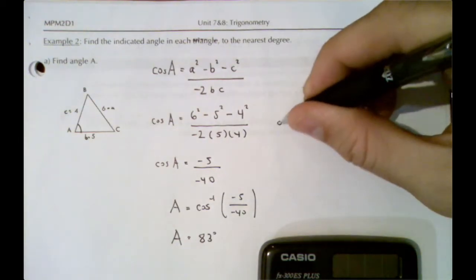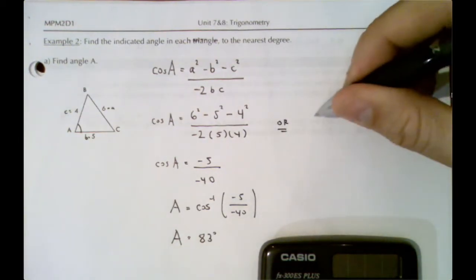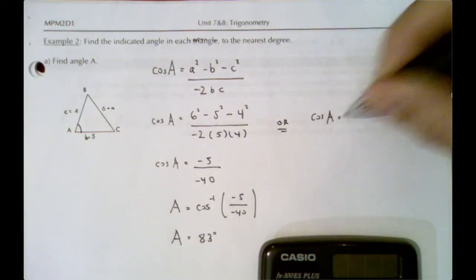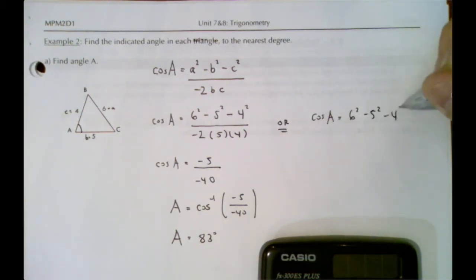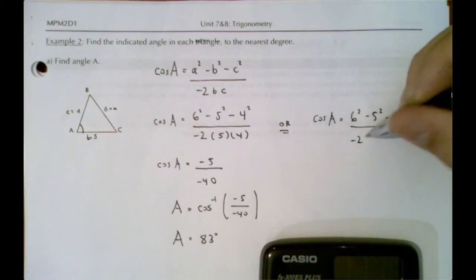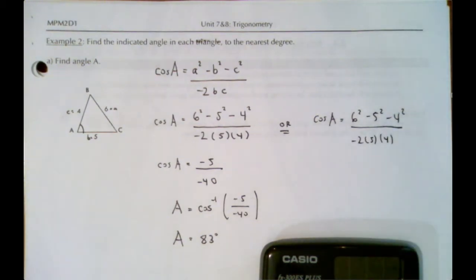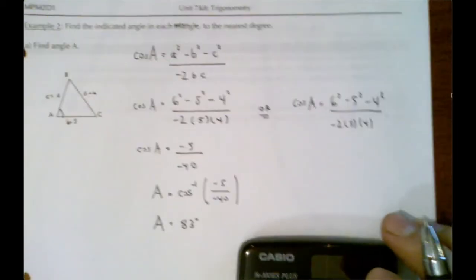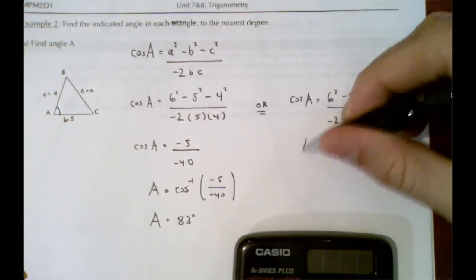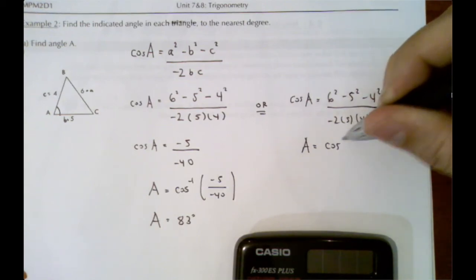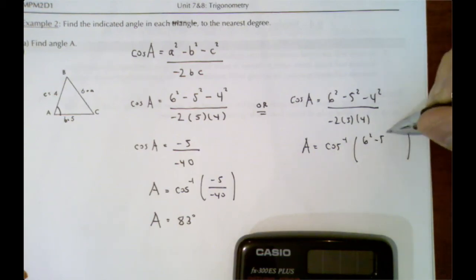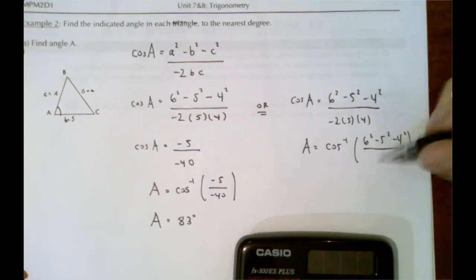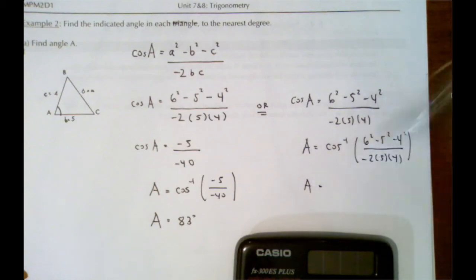The other way we could do this, up to you which way you want. When we get to this step, 6 squared minus 5 squared minus 4 squared over negative 2, 5, 4, you could get the decimal, or you could go right to cosine inverse and try to type this whole thing in your calculator. And again, it's up to you to figure out how you can get the right answer most consistently, and that's why we practice. So when you try a couple of these for practice, see if you can type the whole thing in this way and come up with the right answer. If you can, you might like to do it this way because it saves you one step.